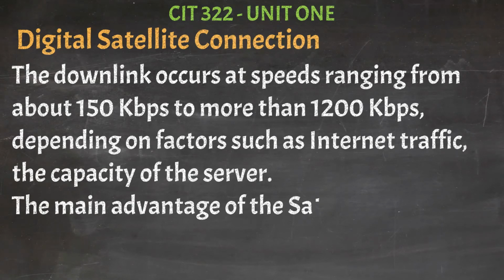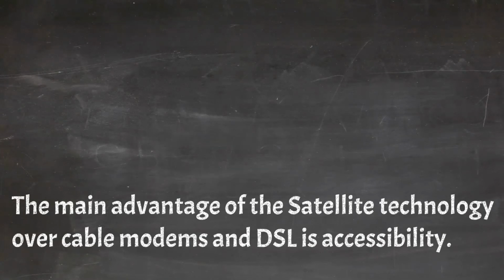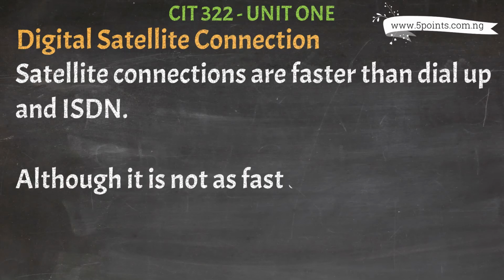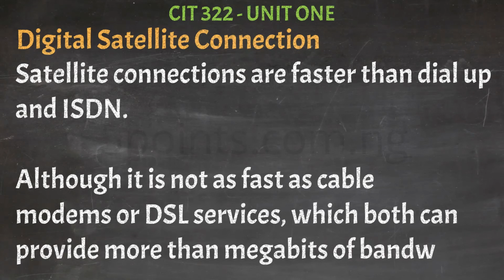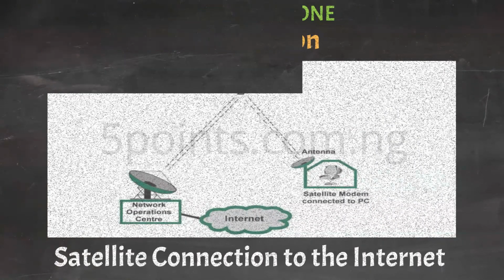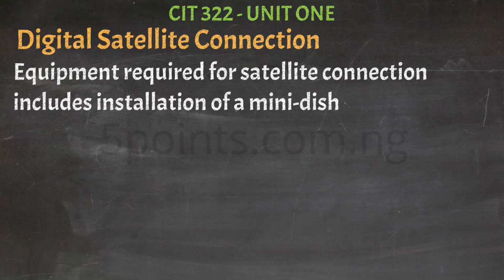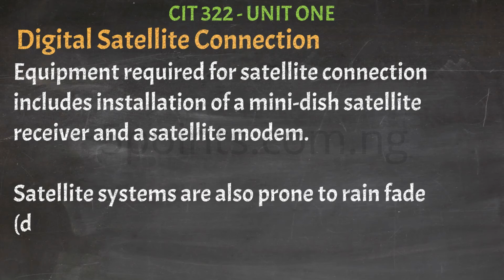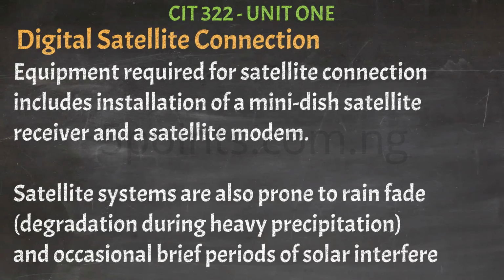The main advantage of the satellite technology over cable modems and DSL is accessibility. Satellite connections are faster than dial-up and ISDN, although it is not as fast as cable modems or DSL services, which both can provide more than megabits of bandwidth. Below is an image of satellite connection to the internet. Equipment required for satellite connection includes installation of a mini-dish satellite receiver and a satellite modem. Satellite systems are also prone to rain fade, degradation during heavy precipitation, and occasional brief periods of solar interference.